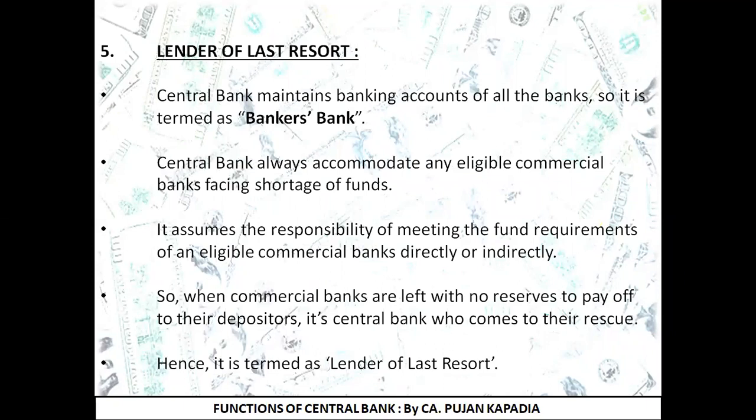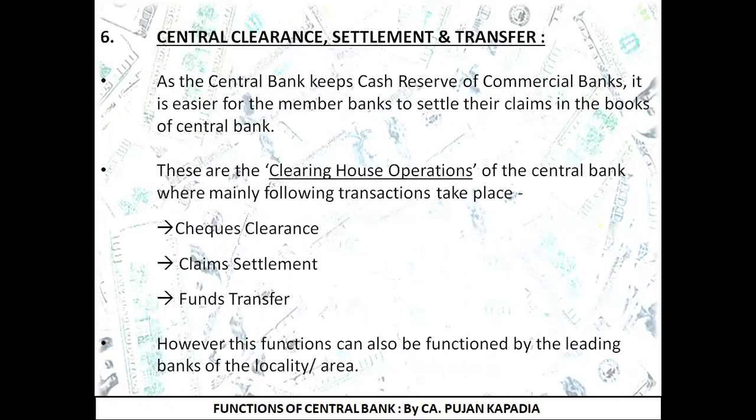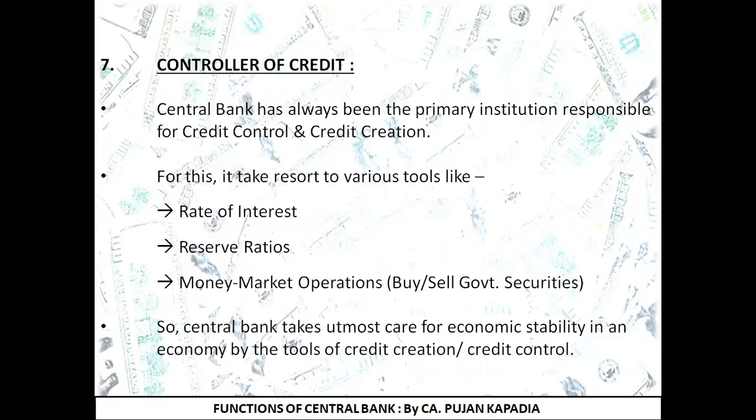Next point was lender of the last resort. When all the banks are saying no to lending to a particular bank, that bank is going to approach whom? The central bank. Next is clearance system, settlement system, and transfer system. And last was credit control, that is, to ensure that appropriate funds flow in a particular economy.